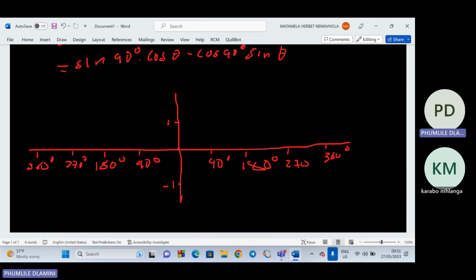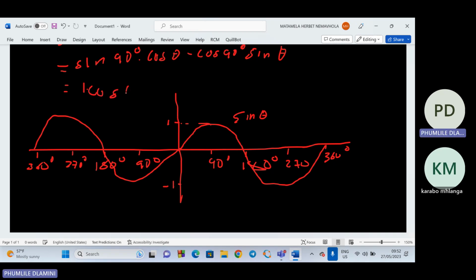Now sine 0 is going to be 0. So the sine graph goes this way. You see how it's moving. This is a graph of sine theta, not sine 90. You will see that when theta is 90, your graph of sine is 1. So here is going to have 1 for cos of theta.